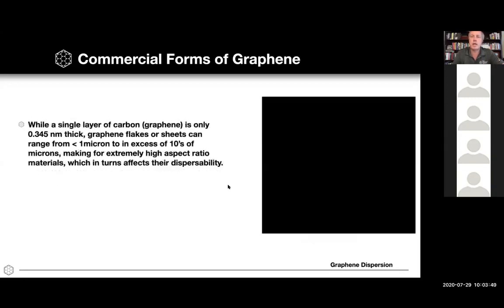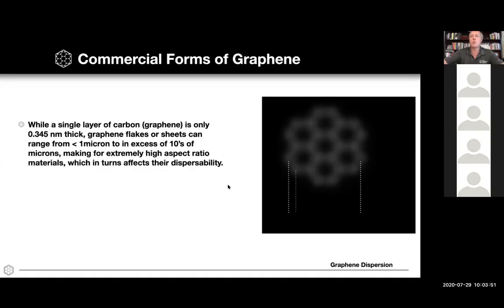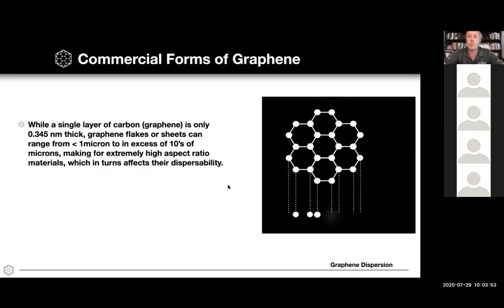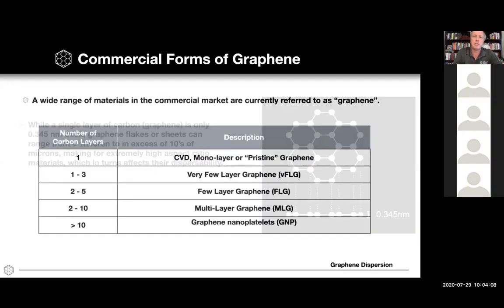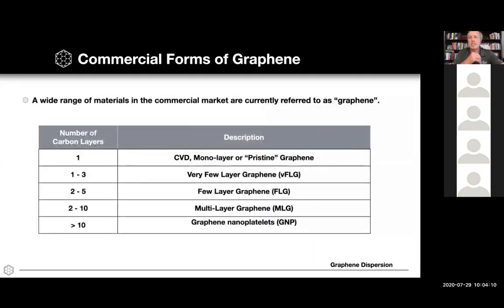This is an extremely high aspect ratio material. So graphene is about 1/3 of 1 nanometer in height at a single sheet, and can be in the horizontal plane dimensions, submicron to multiple micron lateral size. So it gives an extremely high aspect ratio, which in turn affects dispersibility and viscosity.